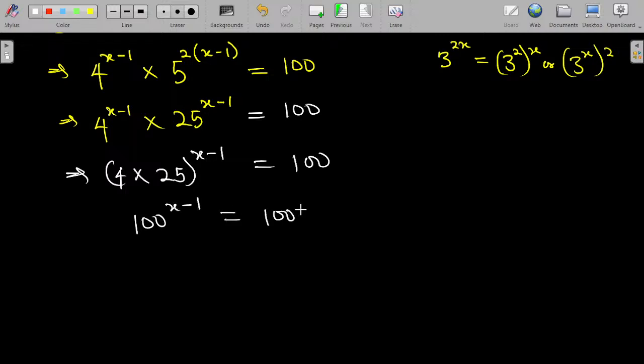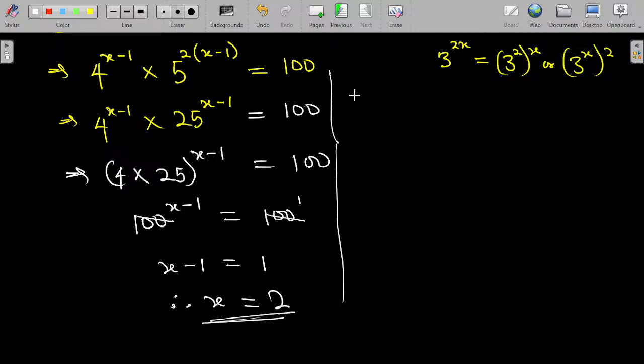And 100 in index form can be written as 100 to the power of 1. So you take away your equal bases, you will have x minus 1 is equal to 1. Therefore, if you take your minus 1 to the other side, your x will be equal to 2. I really love this example. Okay, and that is the solution for exercise 28. We have 4 left. We go to number 29.